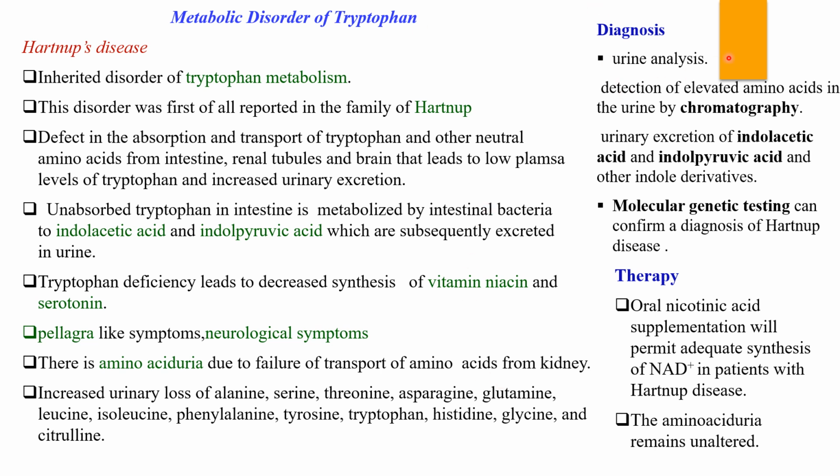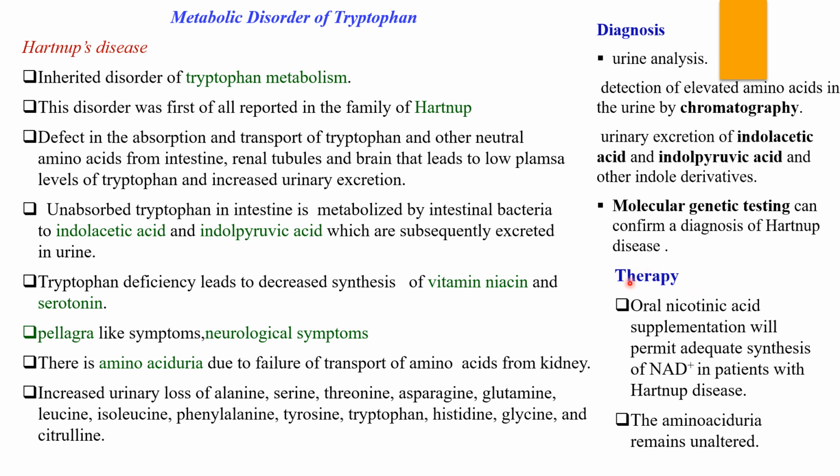So diagnosis can be done on the basis of urine analysis, then detection of elevated amino acids via chromatography, and then urinary excretion of indole acetic acid and indole pyruvic acid and other derivatives can be detected by the Obermeyer test, which is a very important test for the diagnosis of indole ring compounds. Then molecular genetic testing is another important and cost-effective method to confirm the diagnosis of Hartnup's disease.